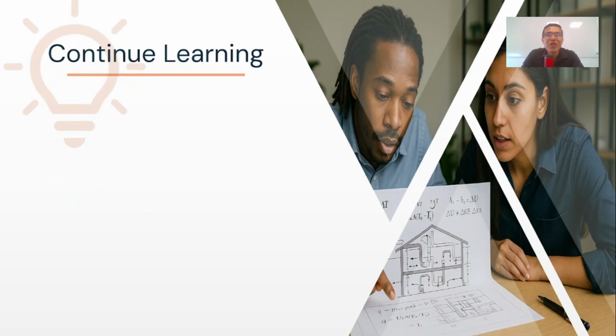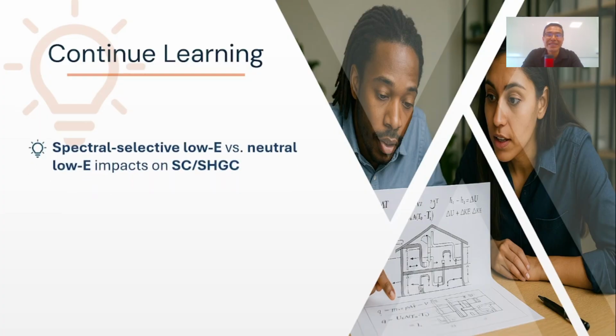So in this video, we covered the basics, but there's so much more to learn about optimizing windows. Here are a few topics you should explore to become a true expert. First, dive deeper into the spectrally selective low-E coatings. Unlike neutral low-E coatings that reduce both visible light and heat, these advanced coatings are specially engineered to block the sun's infrared heat while letting in most of the visible light. This allows for excellent daylighting while still providing a very low shading coefficient. They are a game changer for balancing light and heat in sunny climates.